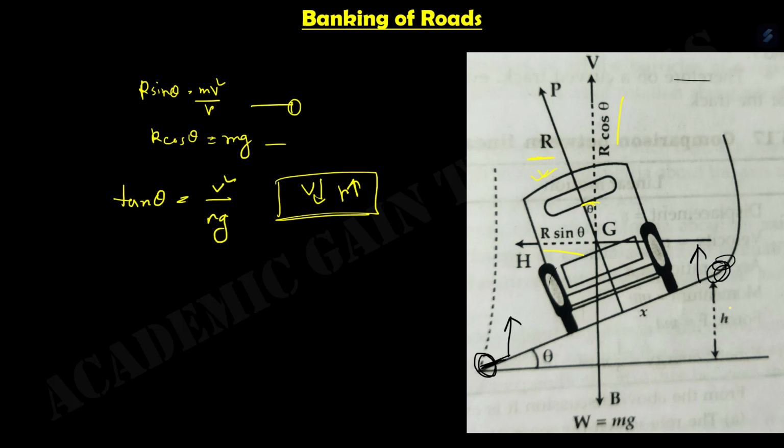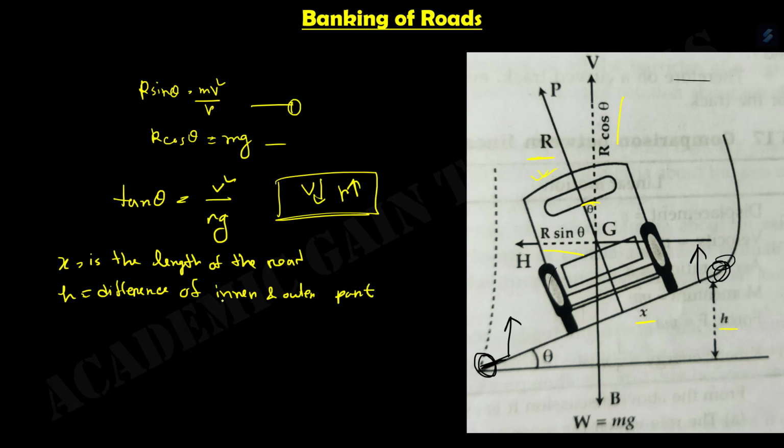Now we will find out some solution for this x and h. H is the height difference between the inner part and the outer part. X is the length of the road. So here x is the length of the road, and h is the difference of inner and outer part.